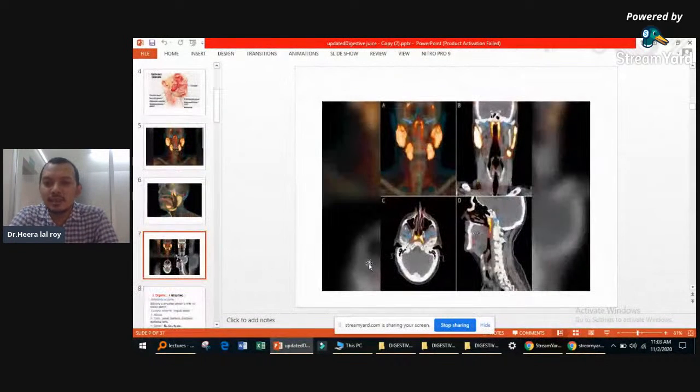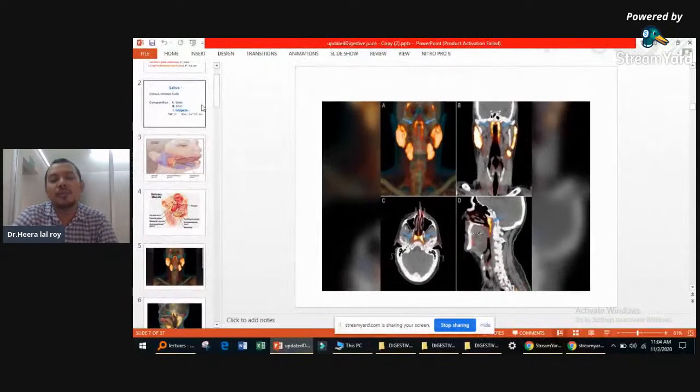Just check these images, the locations, just anterior to the posterior wall, just posterior to the nasopharynx, or near the nasopharynx. These are the areas. So yes, this is all about salivary glands.